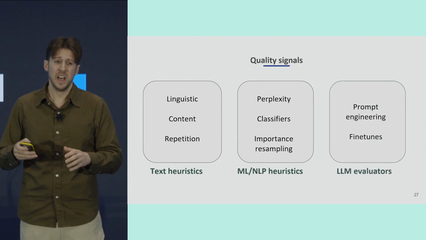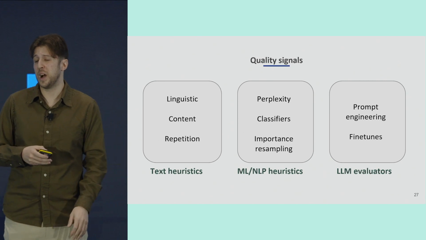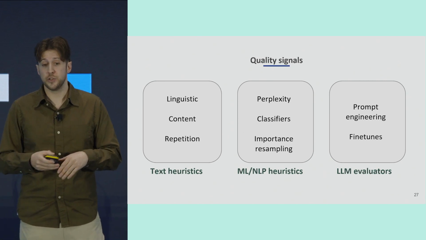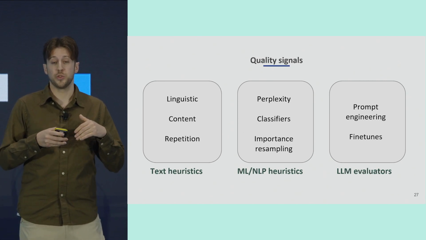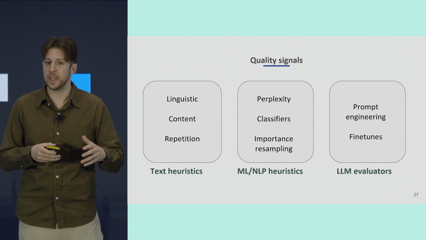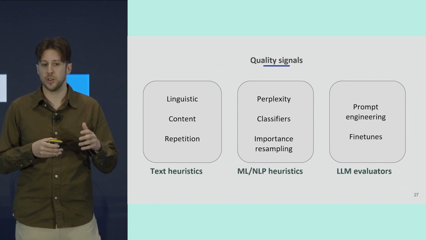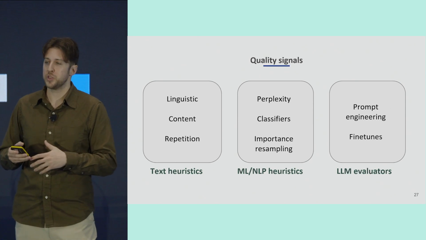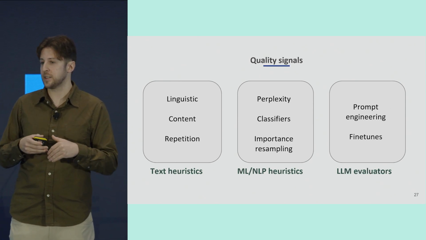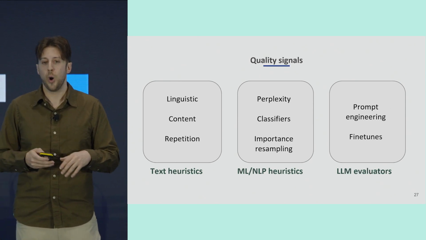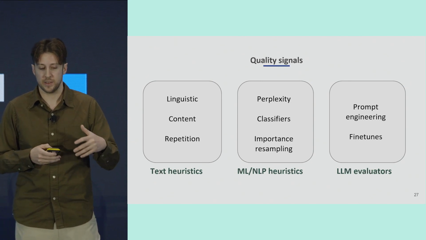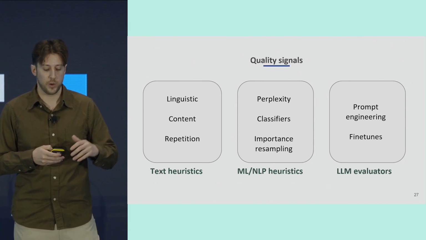Now, finally, there's LLM evaluators. So you can use an LLM itself to grade the quality, or to do some labeling, or do any sort of signal or heuristic on top of your data. And you can accomplish this through prompt engineering, either zero shot or few shot, or even fine tune a model for a specific task, like doing some grading or labeling.